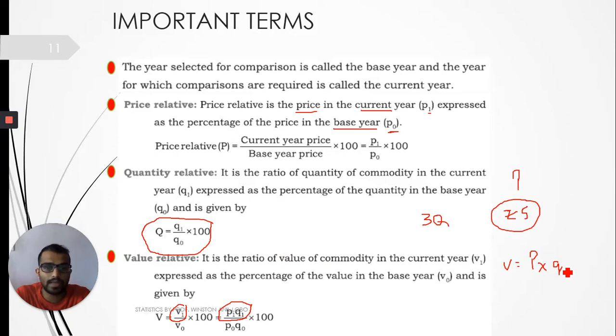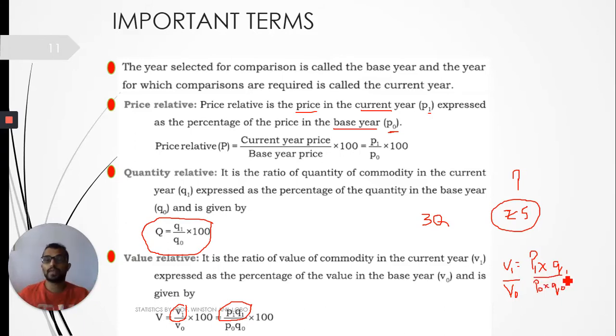This is called value. So value of the current year means the current year's price, P1, and the current year's quantity. If I ask you the value of the base year, V0, it will be P0 into Q0, the price of the base year into the quantity of the base year. So this is called the value index number.